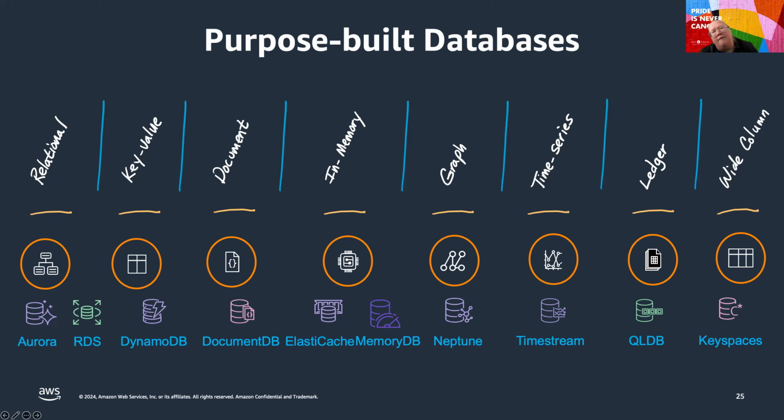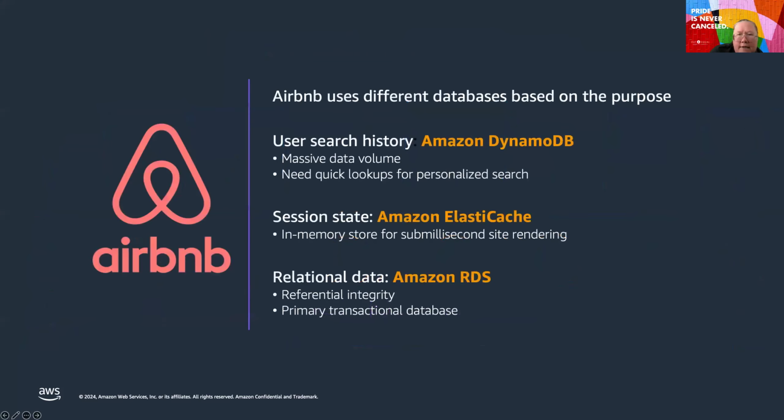So let's take something that everybody knows. Let's take Airbnb as an example. They talk a lot about using databases that are purpose-built. And they have very typical things that they do with their data. So they have a user search, they have a session state, and they have, of course, your traditional relational data. If you look at Airbnb and how they behave with their data, they have user search that also relates to how the user has searched in the history.